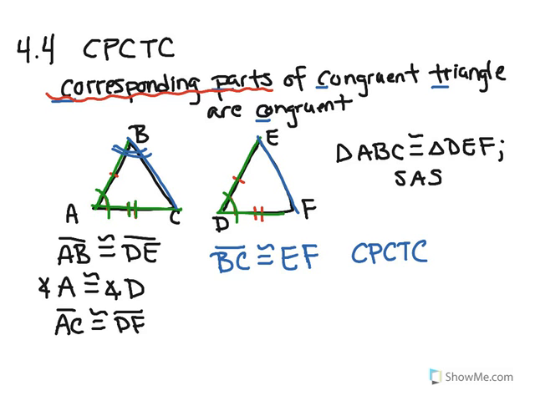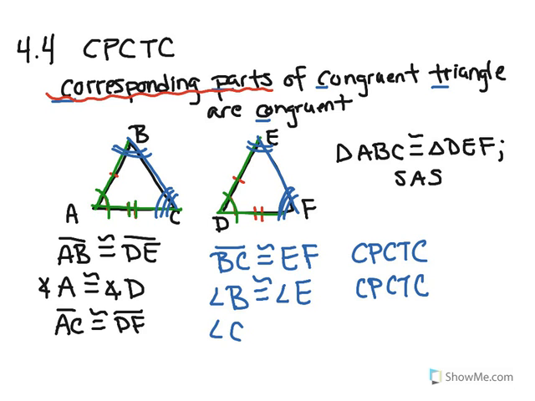So here we have angle B. Angle B is congruent to angle E because that's its corresponding angle. And the reason why they're congruent is also CPCTC. And then the last angle is angle C, which is congruent to angle F. And once again, this is our reason.